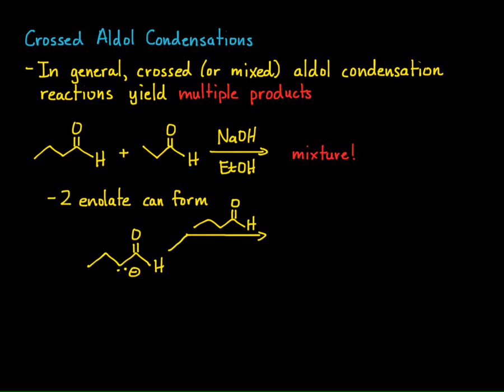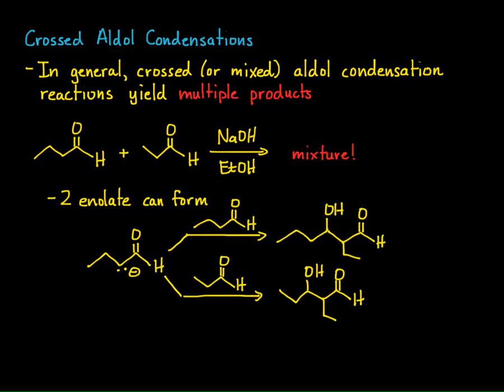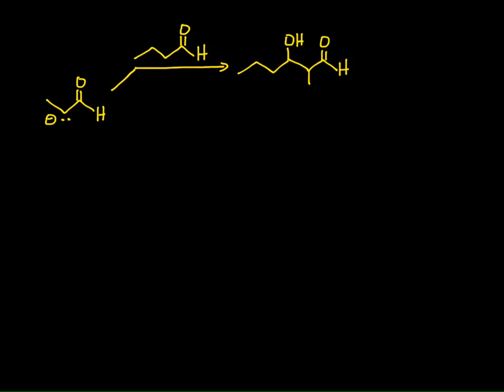So the enolate of butanal can react with butanal itself to form the typical aldol condensation reaction of butanal, but it can also react with propanal as well. And so we can form the aldol addition product of that reaction as well. Likewise, I can form the enolate of propanal as well. And of course, it can react with butanal to give a mixed aldol addition product. And of course, it can also react with propanal itself to give the typical aldol addition product of propanal.